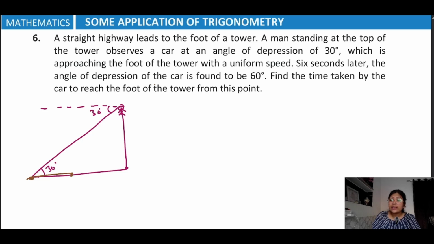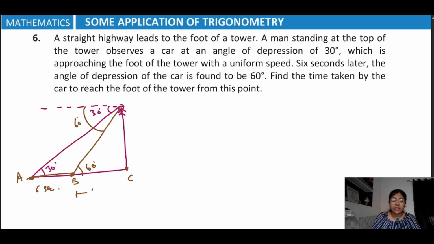Six seconds later means after 6 seconds, the car reaches from point A to B. The car reaches B. The angle of depression is found to be 60 degrees. Now this whole angle is 60 degrees, so this angle is also 60 degrees. Find the time taken by the car to reach the foot of the tower, means how much time is taken by the car from the point B to C.